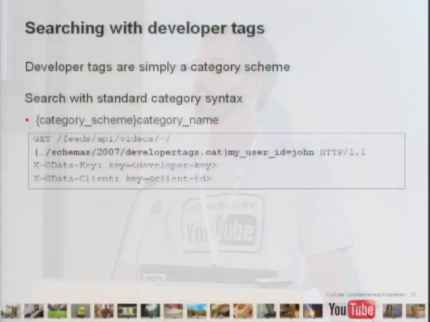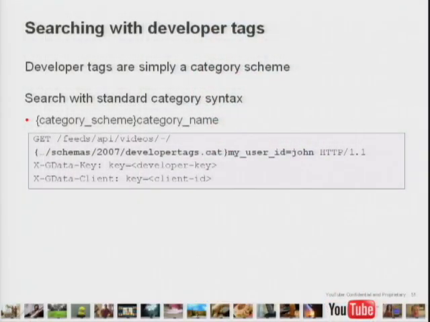Say I've uploaded a video, I've checked to make sure that it's live, and maybe I uploaded some of those associated developer tags with it. The way that you search, because these are just a standard category, is you use the standard Google Data category syntax for searching within a category of videos. In this case, I say I want to use the developer tag schema and show me videos that have that string associated with them.